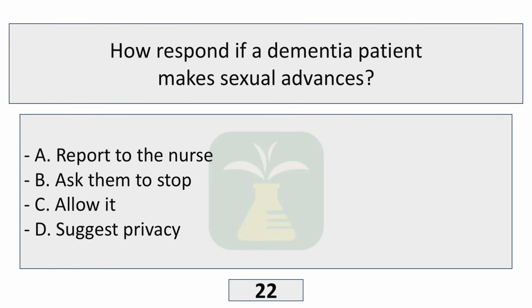How respond if a dementia patient makes sexual advances? A. Report to the nurse. B. Ask them to stop. C. Allow it. D. Suggest privacy. Correct answer. A. Report to the nurse. Dementia patients cannot consent. Nurses must assess.